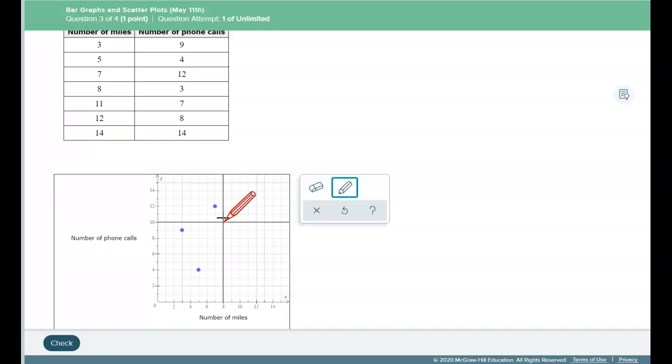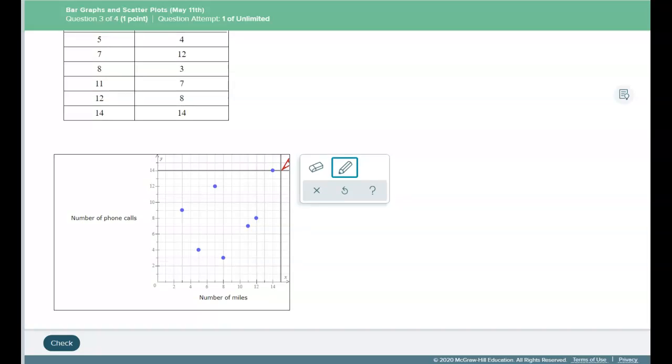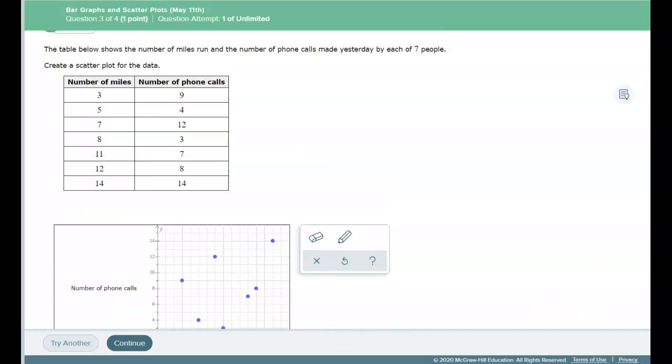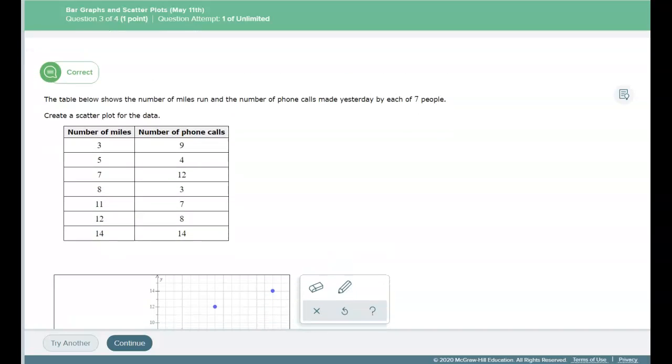Okay, then the next one is 8 and 3, right there. And the next one is 11 and 7, right there. And the next one is 12 and 8. And the next one is 14 and 14, right there. Okay, and that's all you have to do when you graph a scatter plot. So then I can go ahead and, hopefully I didn't mess it up, check it. Let's see, so then I was correct on that, and that's all you have to do on that one.